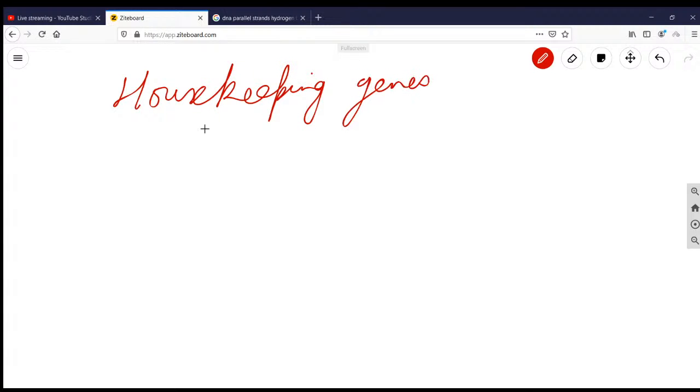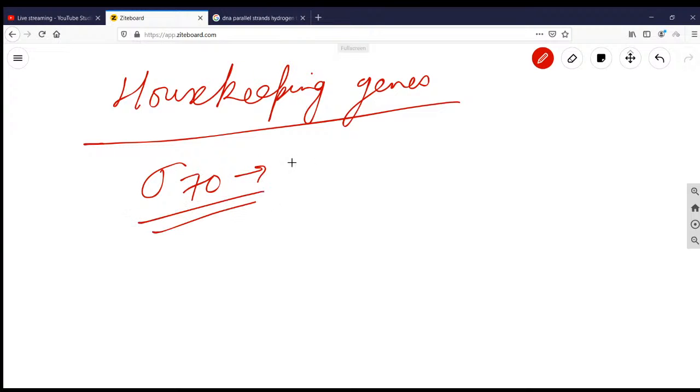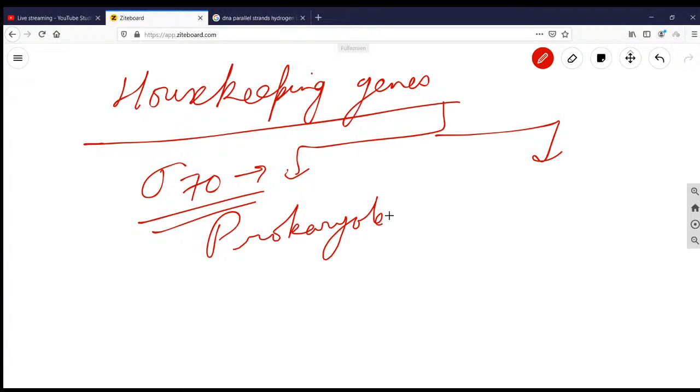Housekeeping genes: the type of sigma required is sigma 70 for a housekeeping gene. Now what is a housekeeping gene? You have prokaryotes and you have eukaryotes. In both these cases, only a few people know this fact: the term housekeeping gene means something different when it comes to a prokaryote and when it comes to a eukaryote.